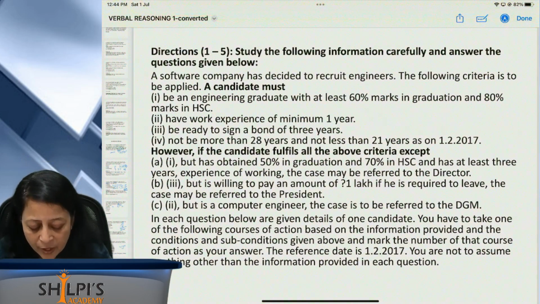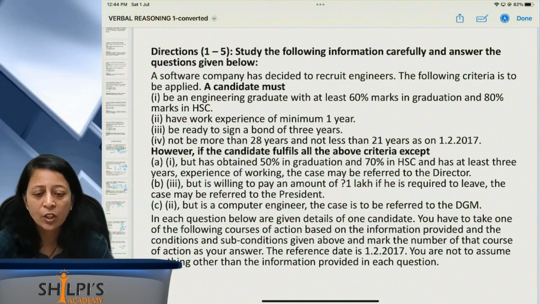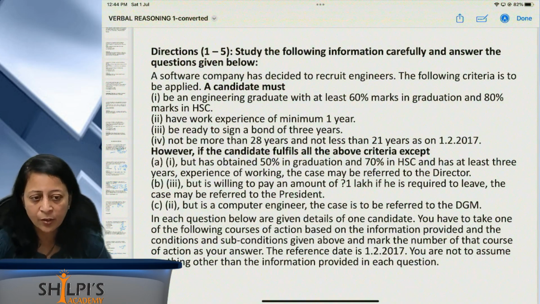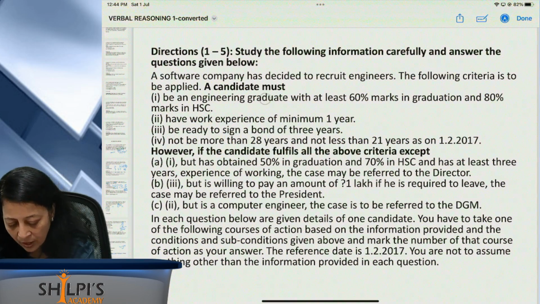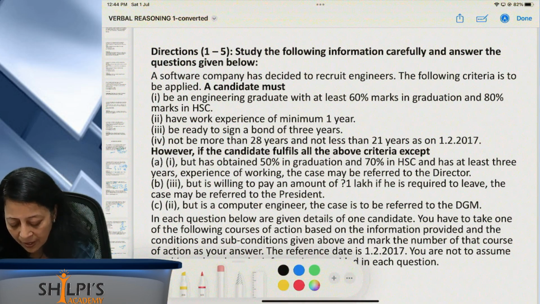Study the following information carefully and answer the questions given below. A software company has decided to recruit some engineers. The following criteria is to be applied. A candidate must be an engineering graduate. So he must be an engineering graduate.